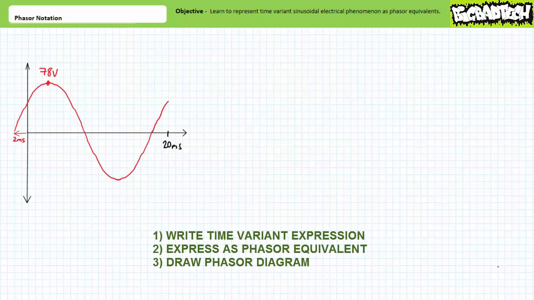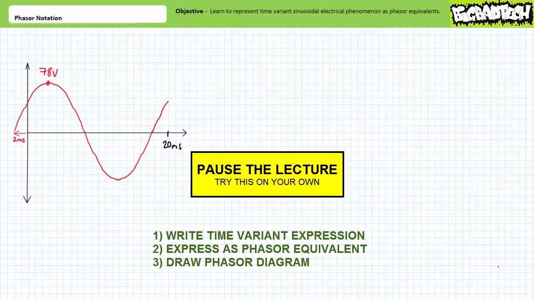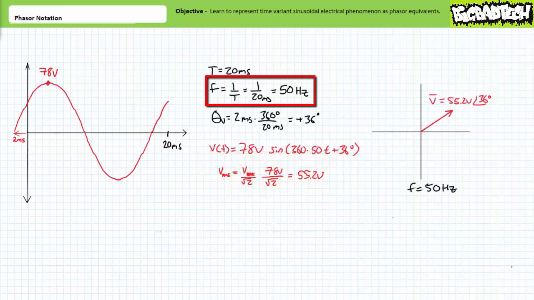Finally, draw the phasor equivalent on a phasor diagram. By all means, pause the lecture and attempt to solve for the desired properties on your own. If you're tracking, you should have obtained the following results. Given a period of 20 milliseconds, this waveform has a frequency of 50 Hz.